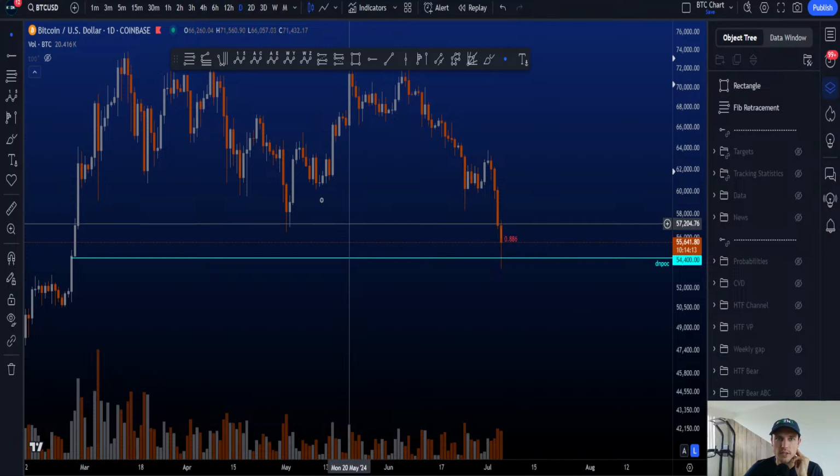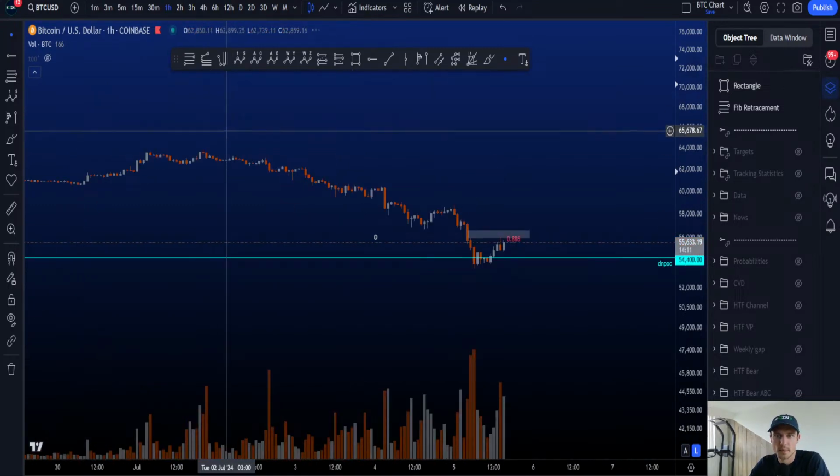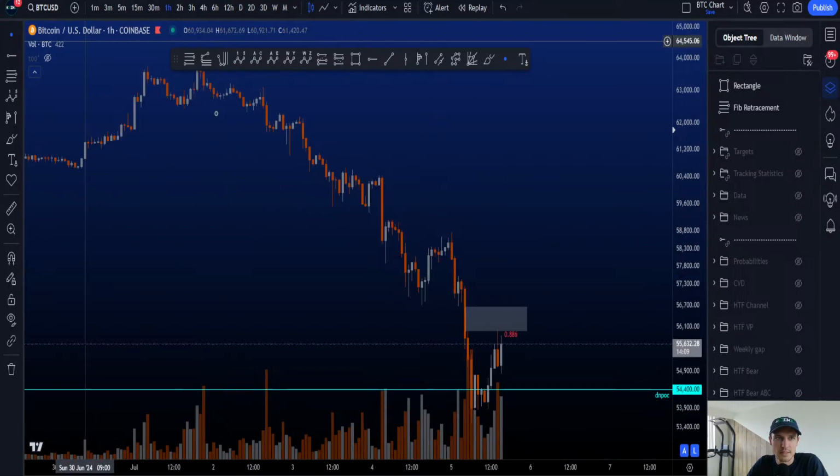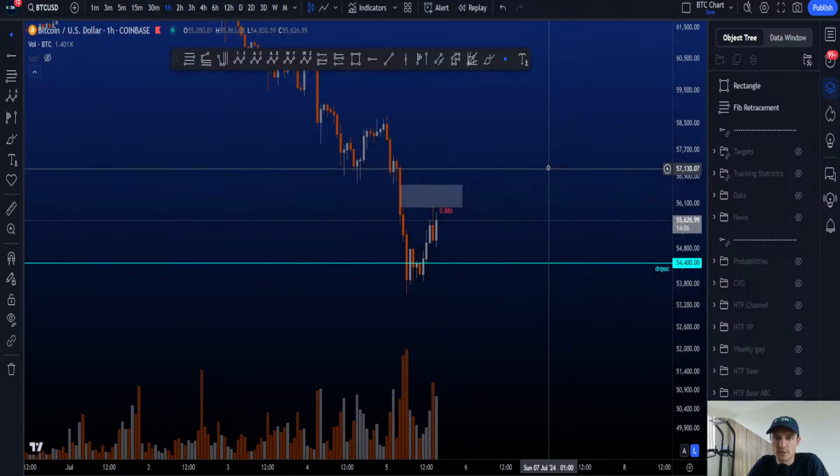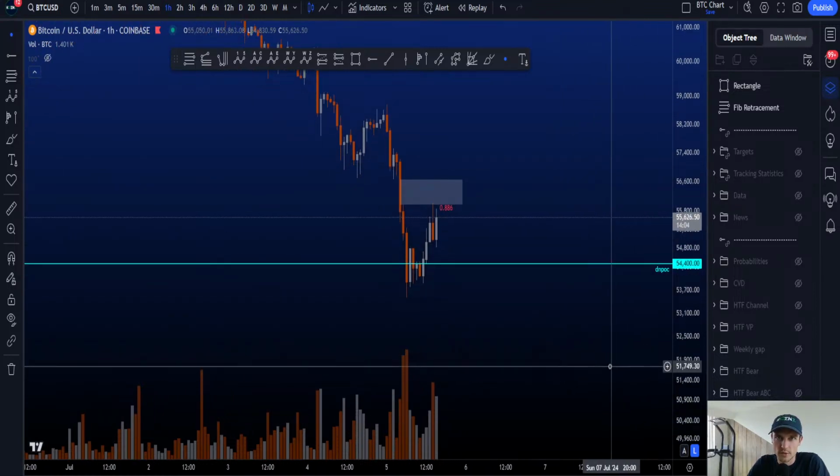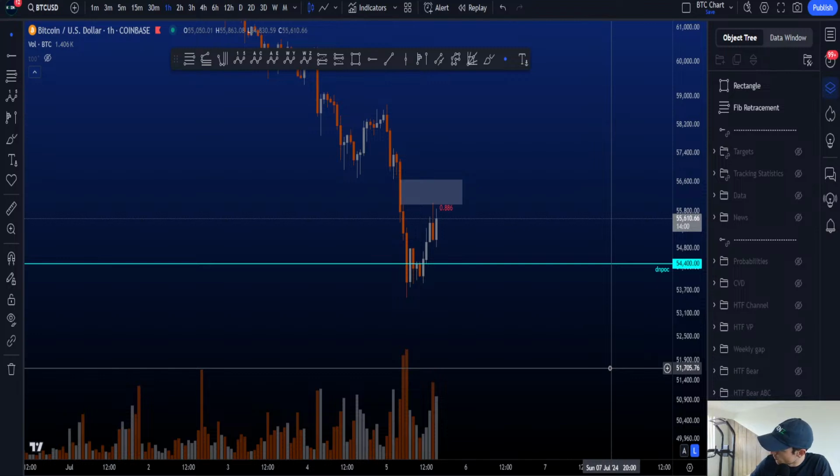Yeah, wave 4. So that's a guideline in Elliott waves. Wave 4 of a higher degree tends to retrace to a wave 4 of a lower degree. So it's not a rule. It's not a rule.